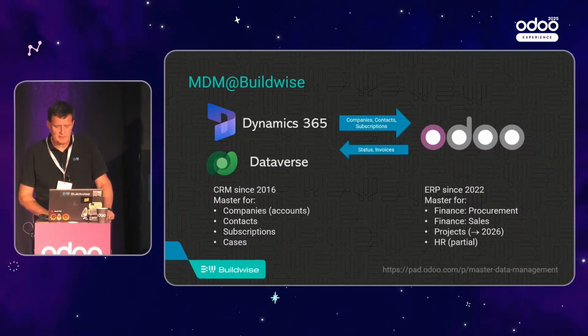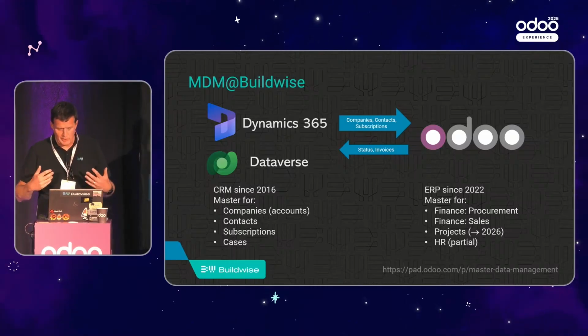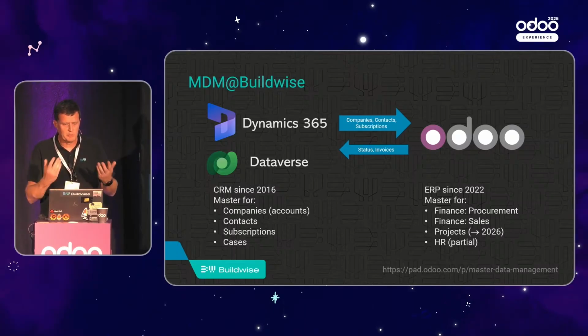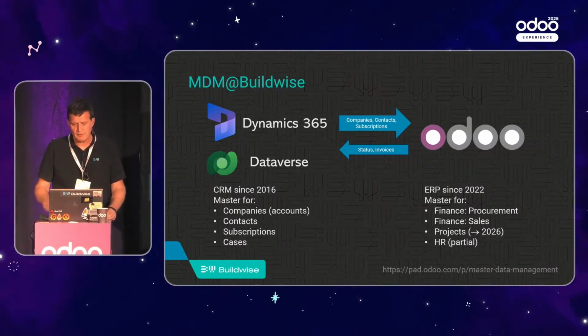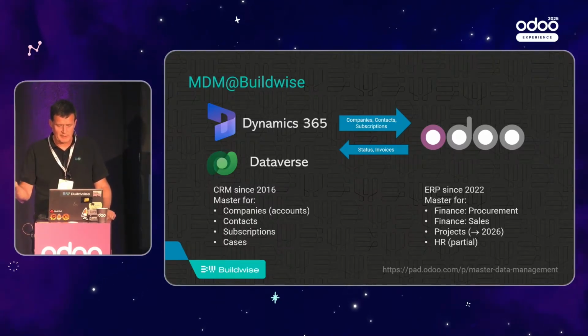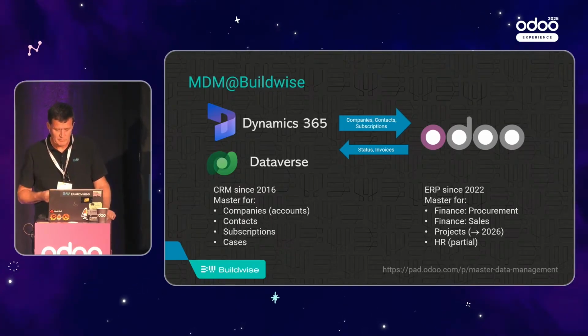Obviously, these two systems have to exchange some information. When we have a new customer or we change the data of a customer, could be an address, could be an email, this information is useful for Odoo, because if we want to invoice that customer, we need to have the latest address or the latest email.